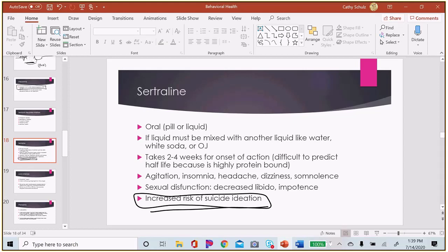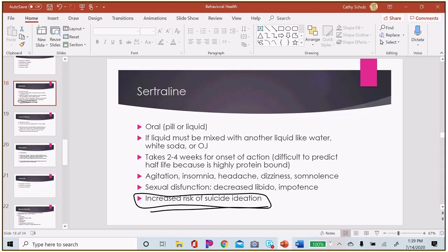Headache and potential sexual dysfunction with decreased libido or impotence in men. So be sure that people understand that. The more selective serotonin inhibitors have less sexual dysfunction and usually less GI effects too, because some people have problems with appetite as well.